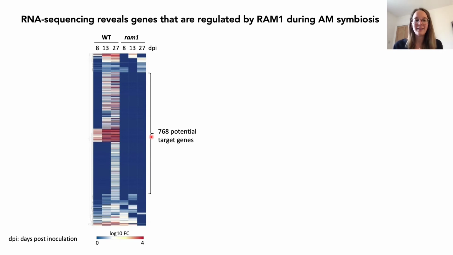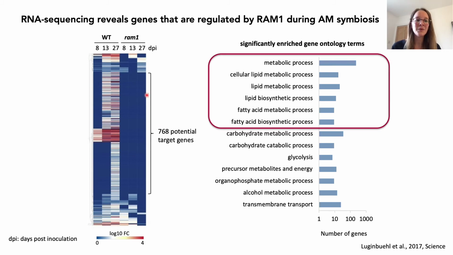So what I did next was to then look at these target genes and try to find out what processes they could be involved in. And to do that, I looked at gene ontology terms, which tell us a little bit about the functions of these genes. And what I found was that most of these genes are involved in metabolic processes, and in particular in lipid metabolic processes and fatty acid metabolic processes, but also carbohydrate metabolic processes and glycolysis.